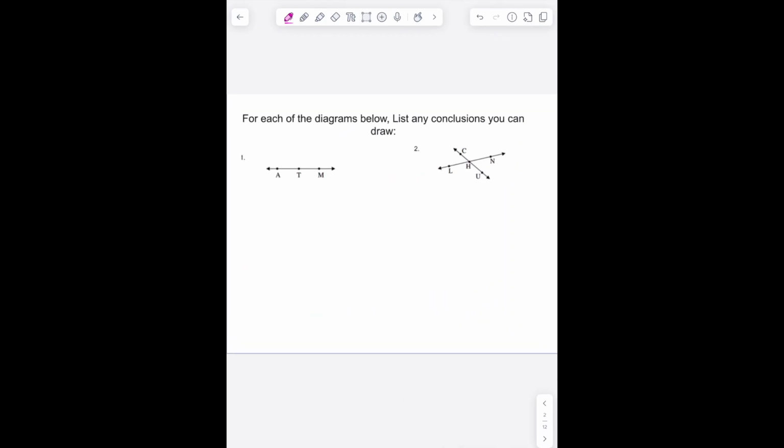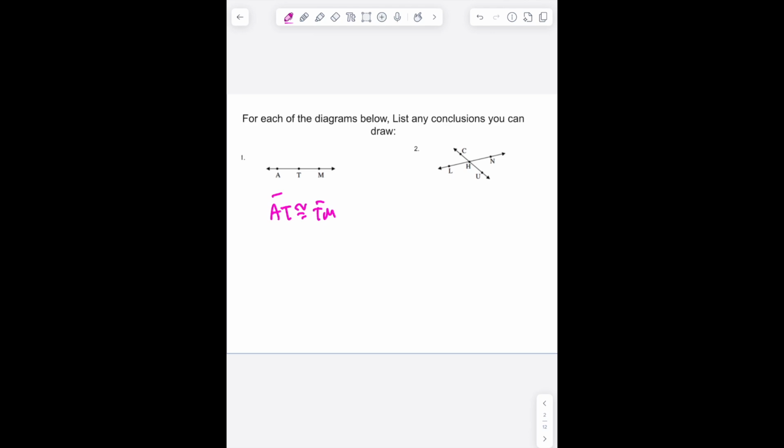For these diagrams here, we're going to draw as many valid conclusions as we can as well. So feel free to pause the video, take a look at the two diagrams, and draw as many conclusions as you can. You might have put for number 1 that AT is congruent to TM. But in fact, that is not true.